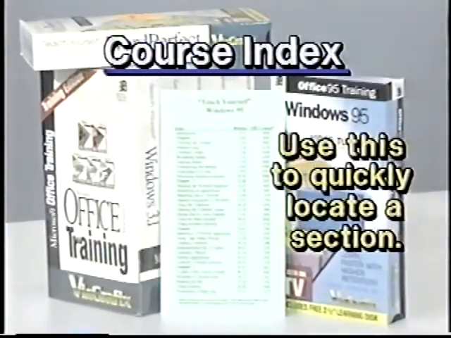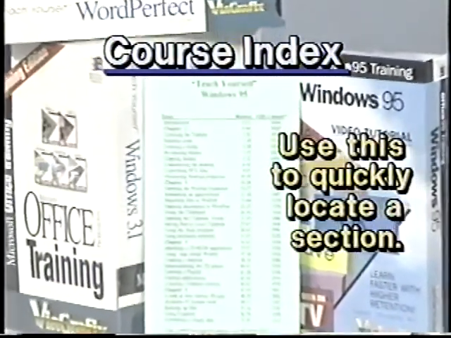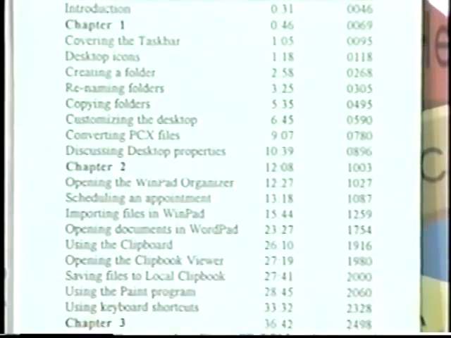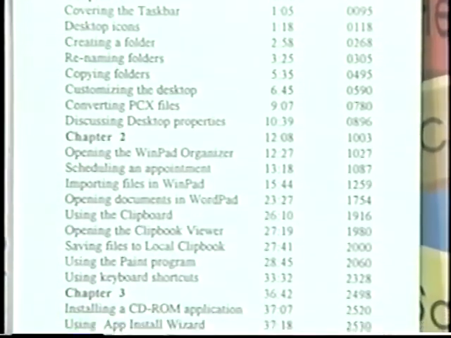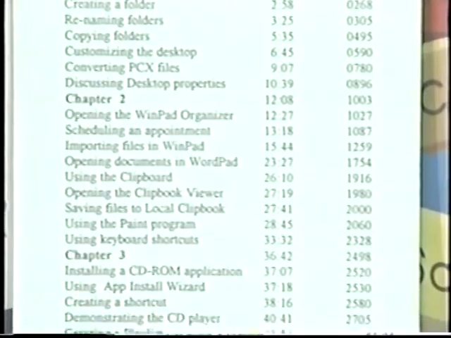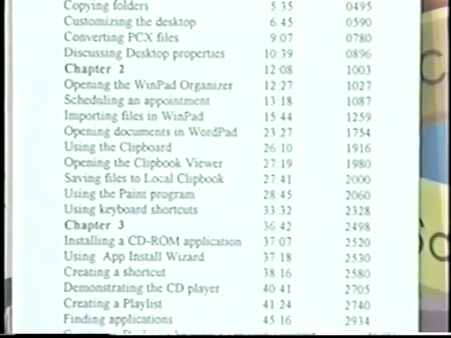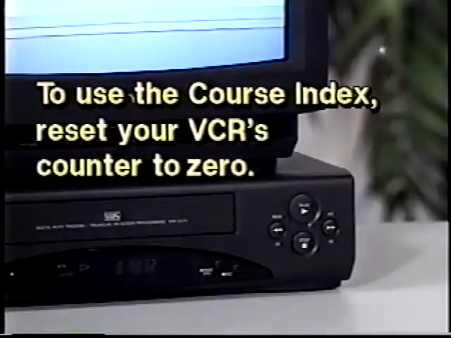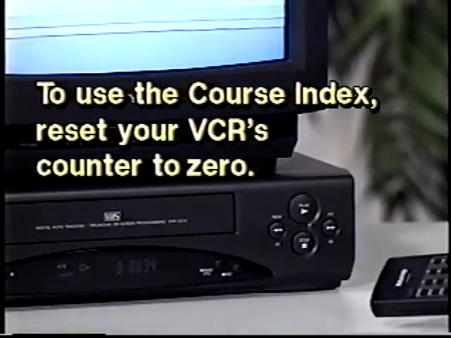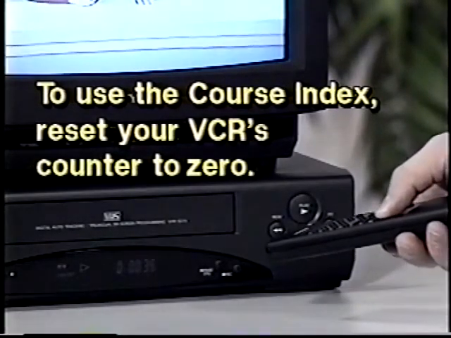Included with your videotape is a course index. This contains reference numbers which will allow you to quickly access sections and topics with ease. In order to use this, you should reset the counter on your VCR to 0 now.